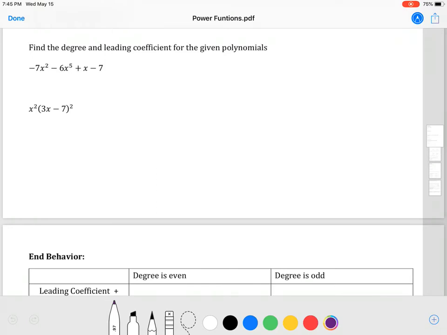Okay, in this video, we are going to go into more depth with leading coefficient and degree, and then I'll discuss how you can use that to find the end behavior of a polynomial.